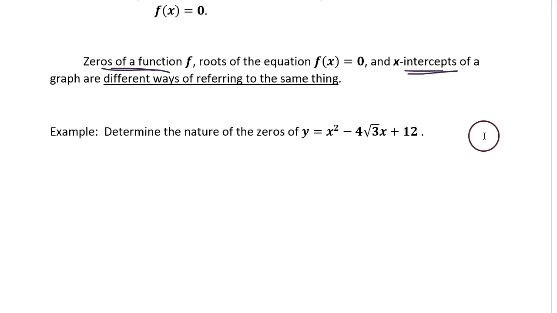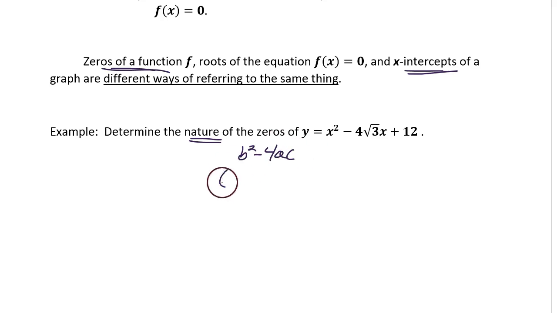Let's do an example problem. Determine the nature of the zeros. So this thing is asking us about the nature. Is it asking us to solve for them? No, it's not. We just want to figure out the nature. So we're going to use the discriminant, not the complete quadratic formula.